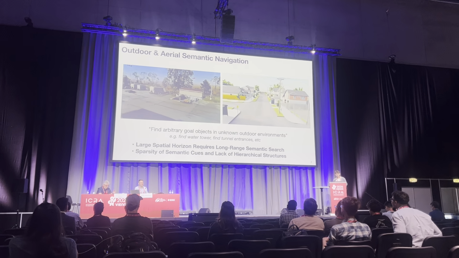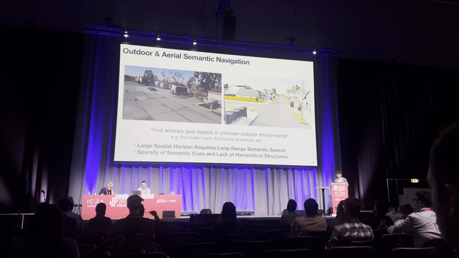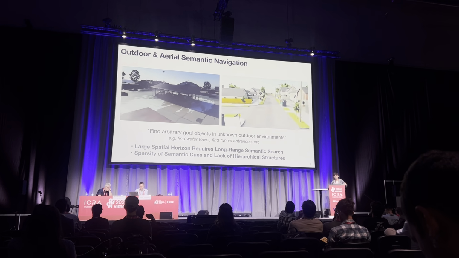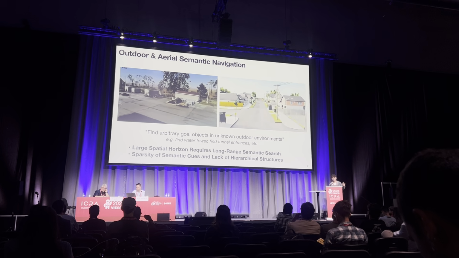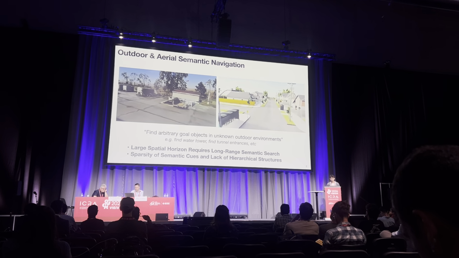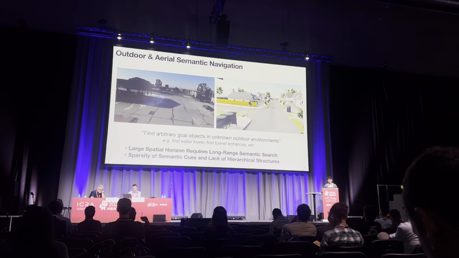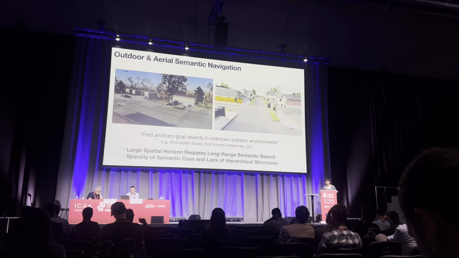Today we are going to address the problem of outdoor and aerial semantic navigation, as you can see in this kind of videos, in which the robot's goal is to find arbitrary goal objects described in natural language in unknown outdoor environments, such as finding a water tower in this kind of field or finding tunnel entrances in these outdoor neighborhood environments.